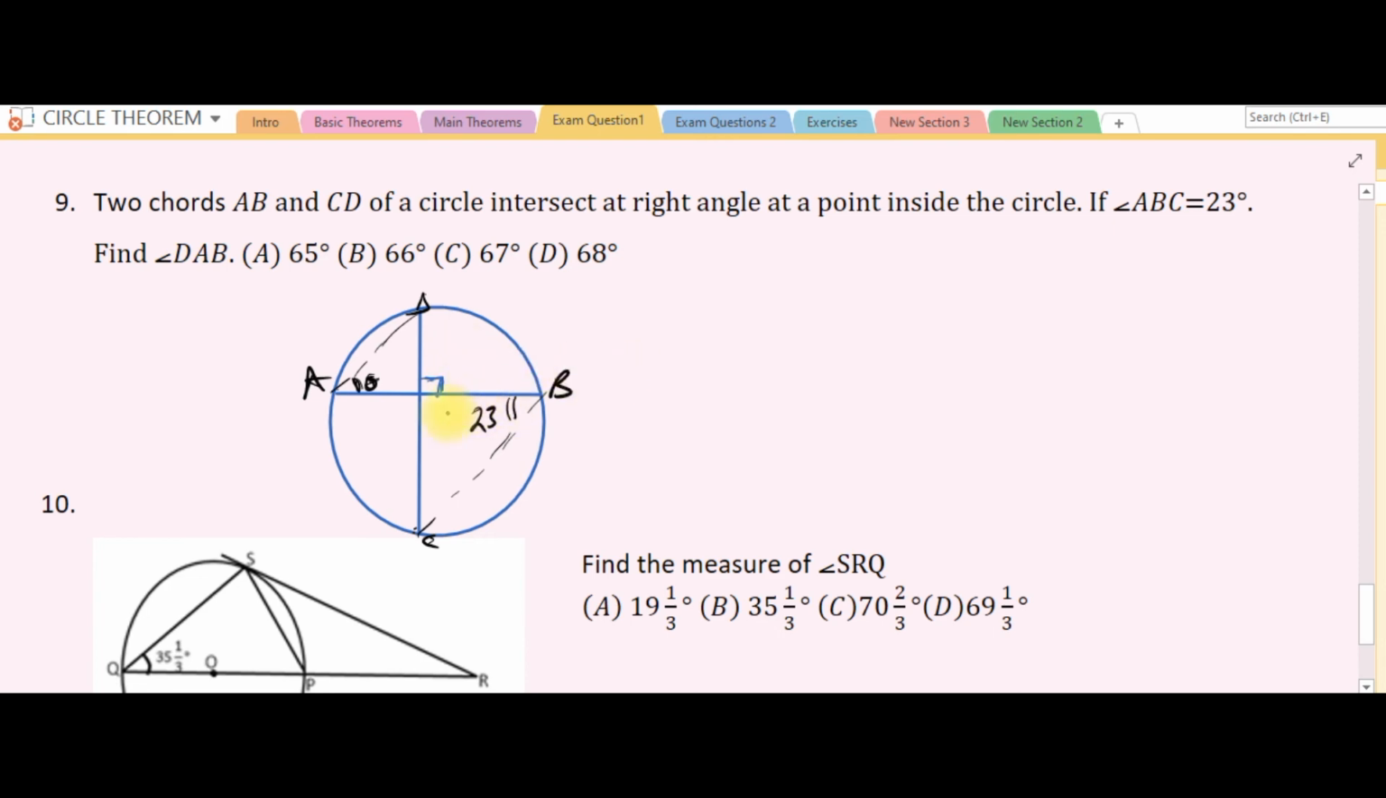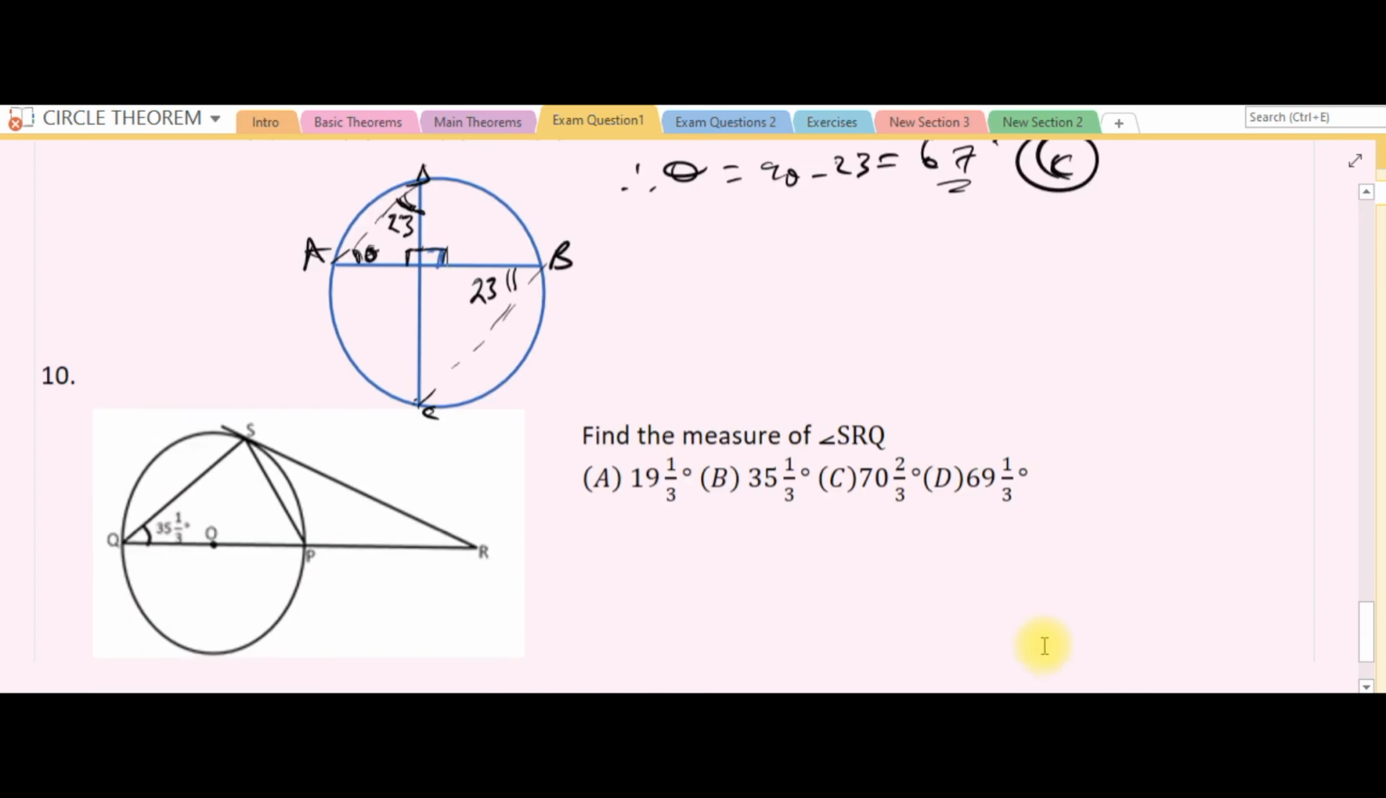It looks hard, but it's not hard. By the angles in the same segment theorem, this should be 23. Remember, angles in the same segment are equal. So here is 23. Therefore, theta must be 90 minus 23, which is 67. So that's our answer. The answer should be 67 because this is 90, so theta must be 90 minus 23.